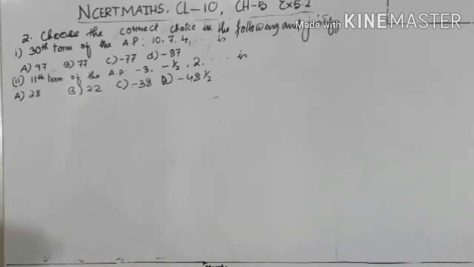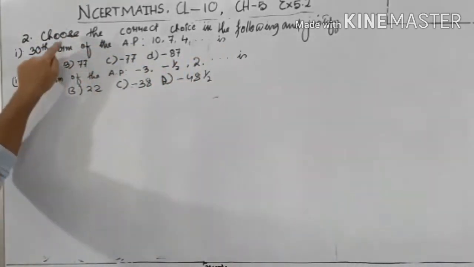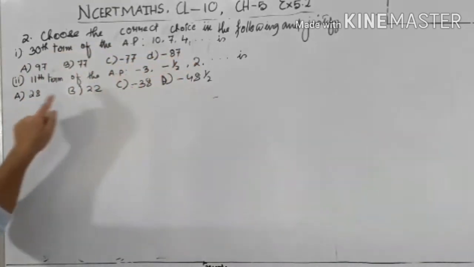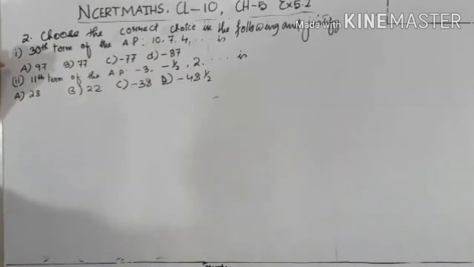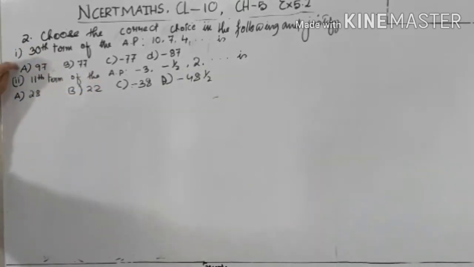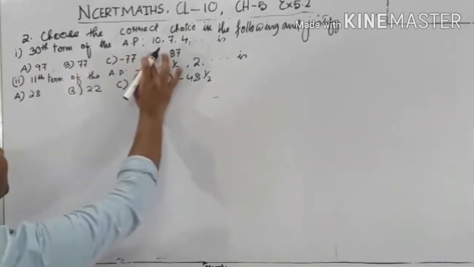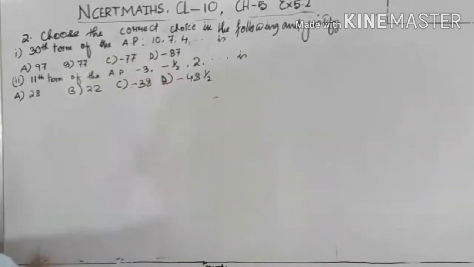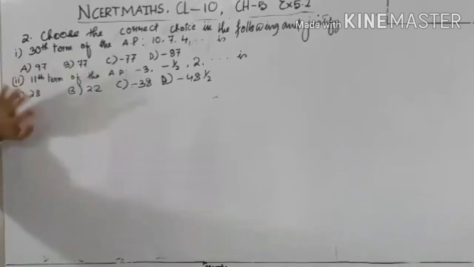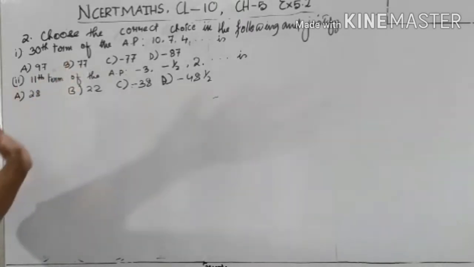Okay, my dear, let us continue with the next problem. Question number 2. Choose the correct choice in the following. So these are the choices. Option A, option B, option C, option D. Here it should be capital D. We have to find out which is the correct one.